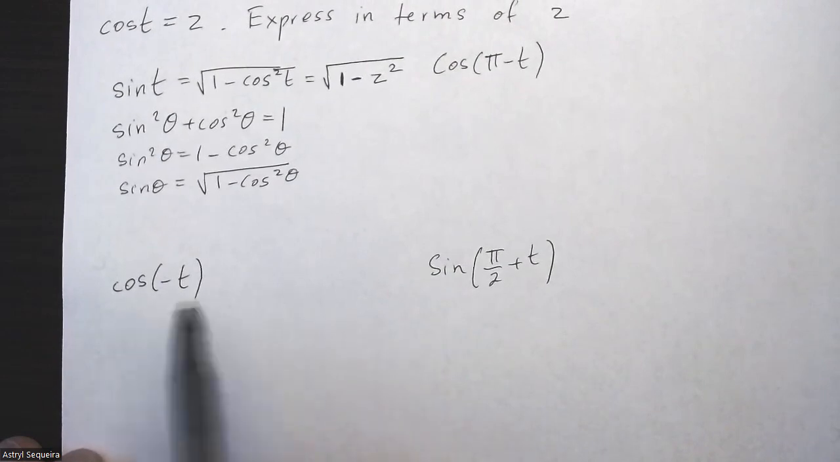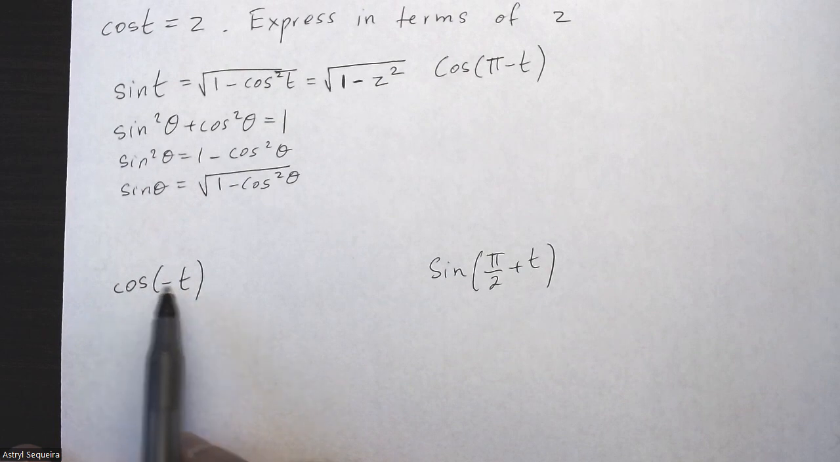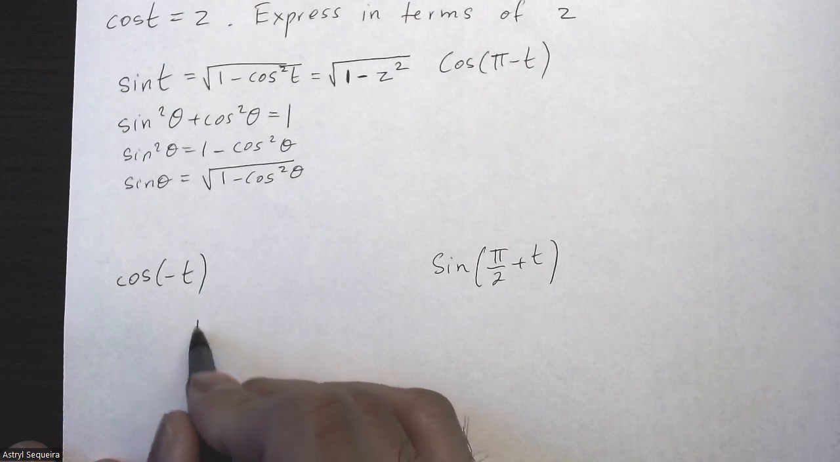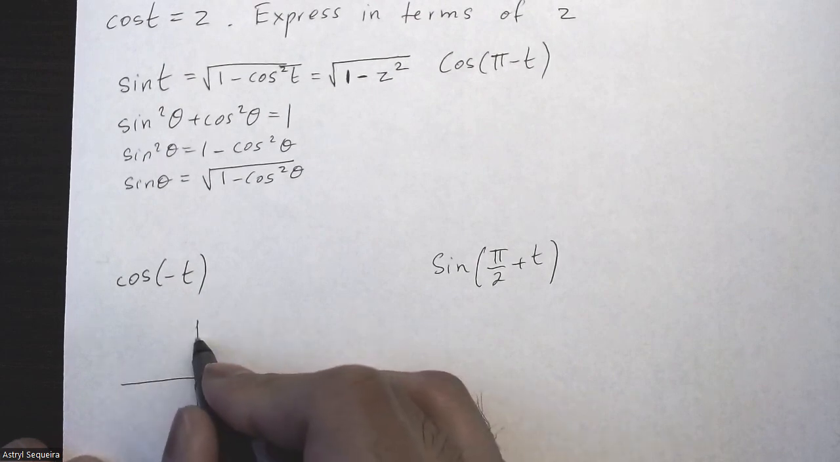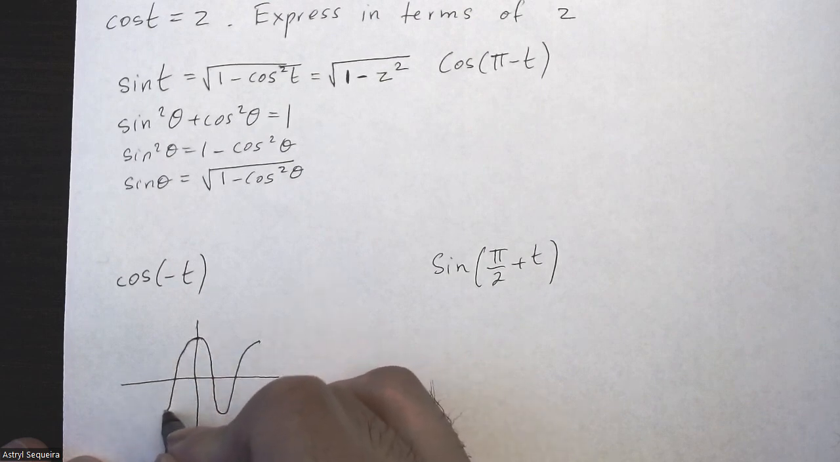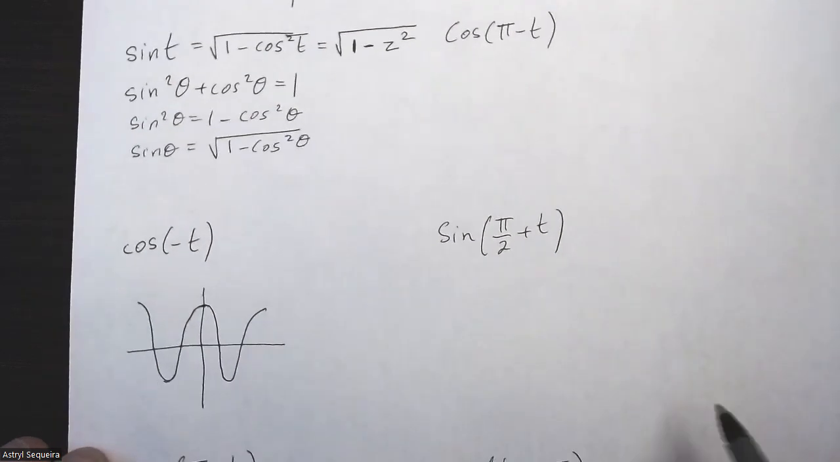Let's go to the second equation over here. We have cos of negative t. You know that cos of negative t is just a cos graph with a reflection in the y-axis. Now, if you're familiar with a cos graph, it just looks like this. I'm not really going to label the x and y values because it's not important in this question.